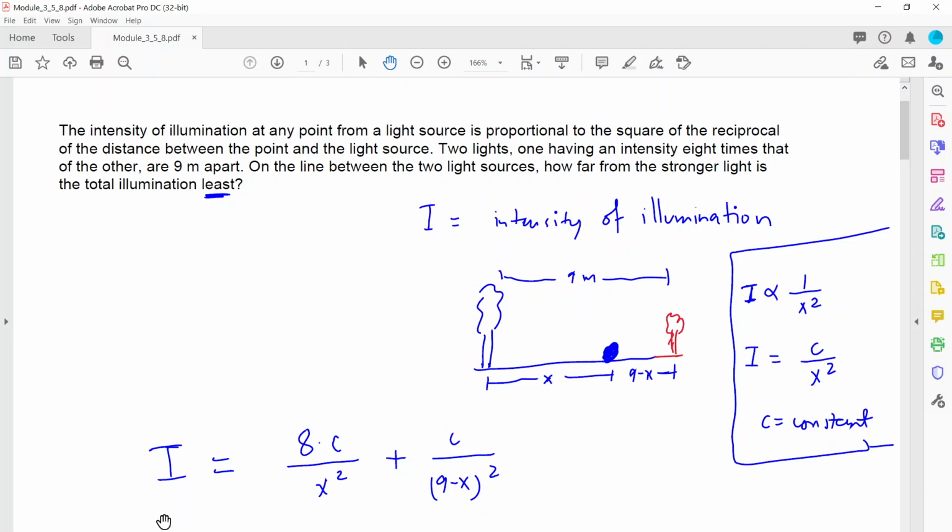We need to find the minimum value of this function. So we need to use the first derivative and second derivative test to find for what value of x, where x is the distance of this point from the stronger light source. The question asks how far from the stronger light the total illumination is least. So the meaning is: what should be the value of x such that this I would be the minimum, the total value of the illumination.